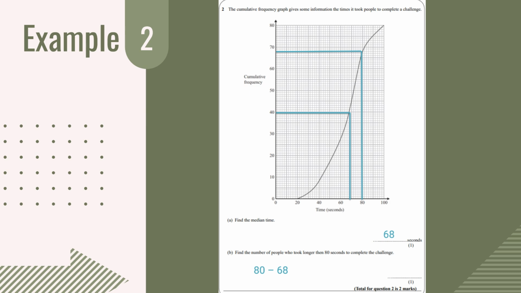So we're just going to do 80 minus 68, and we're going to get the number of people who took longer than 80 seconds to complete the challenge to be 12.